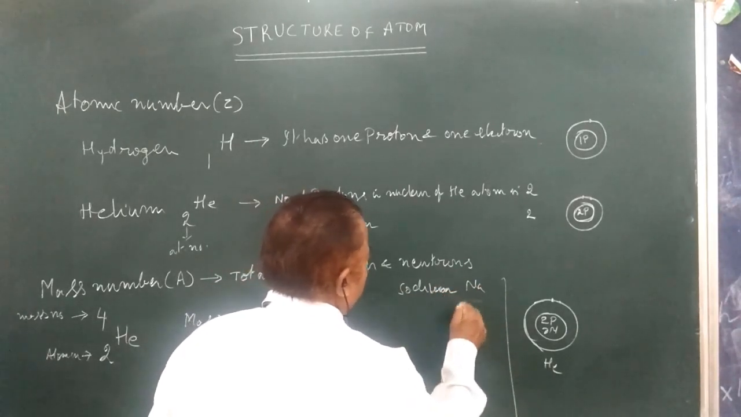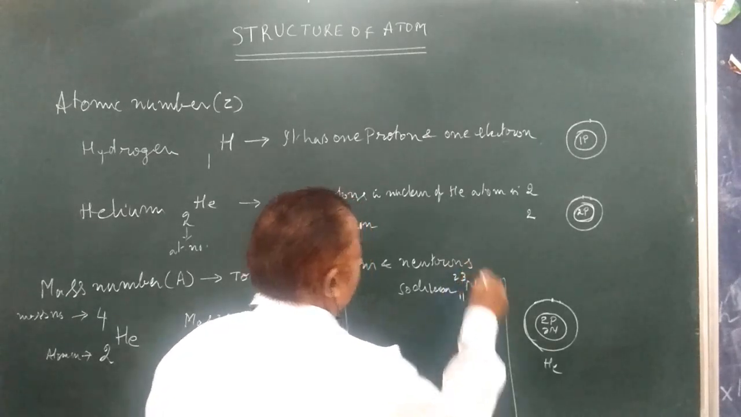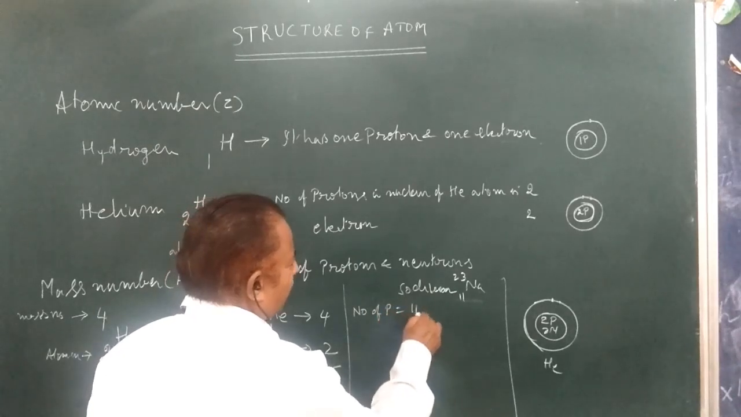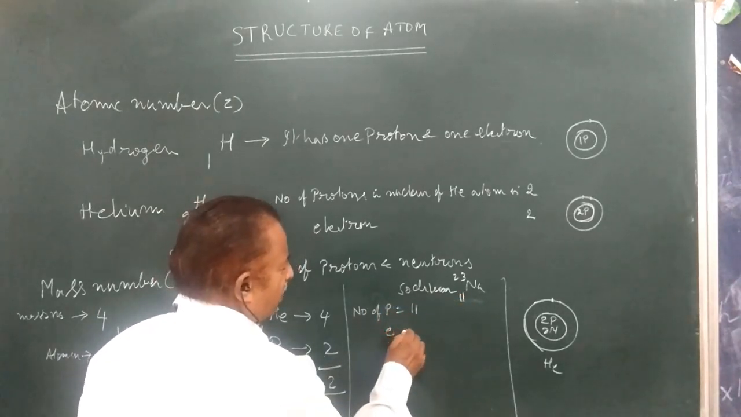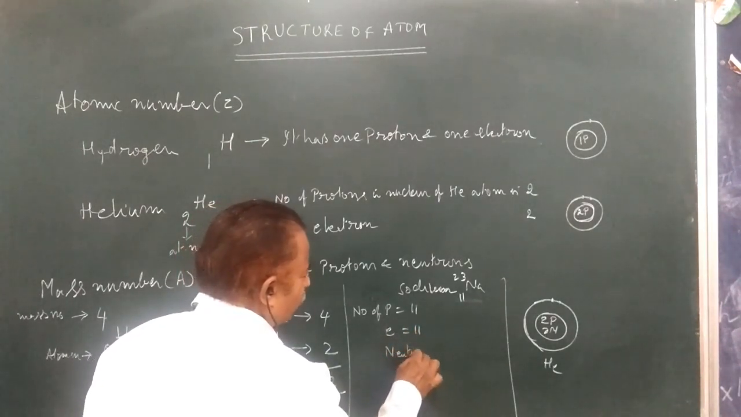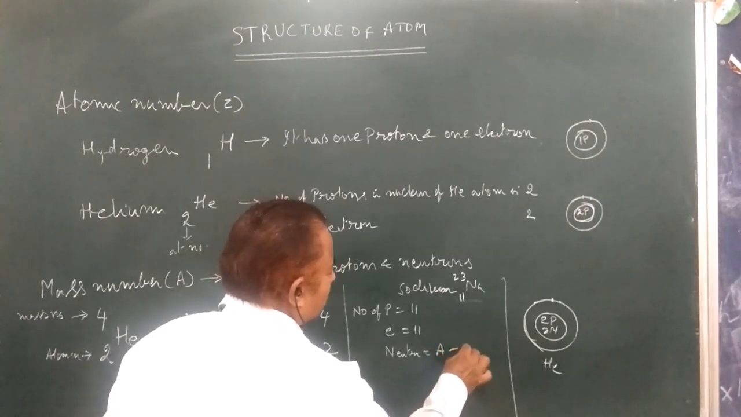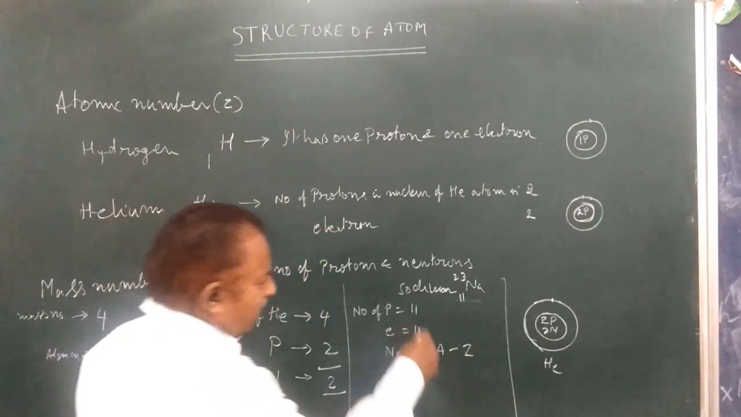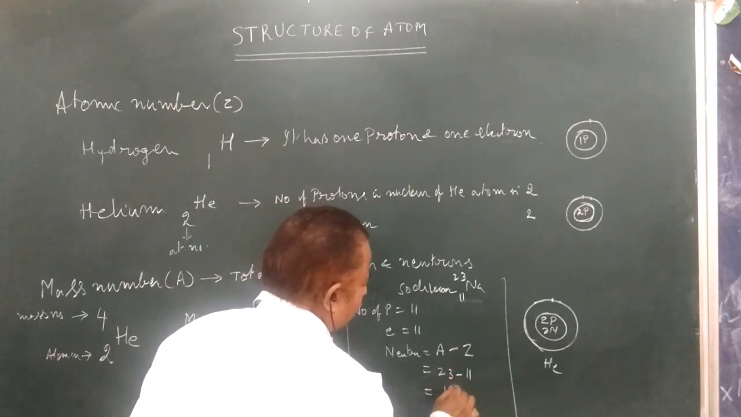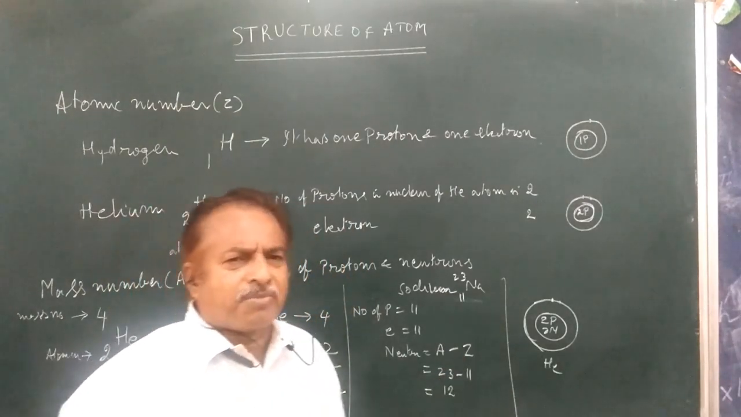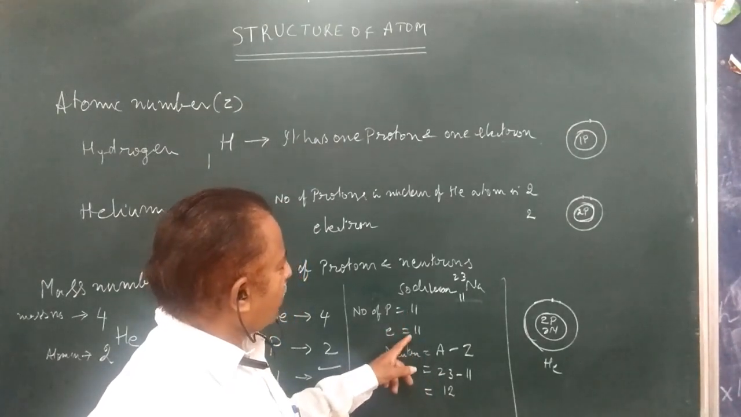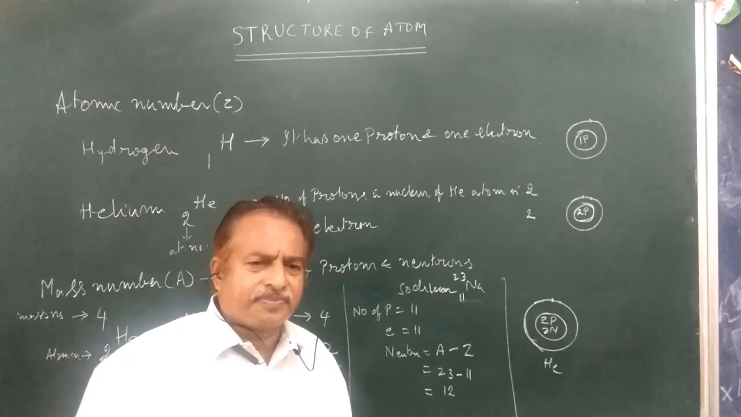So sodium, atomic number 11, mass number 23. What does it mean? Number of protons is 11, as atomic number is 11. Number of electrons is 11. Number of neutrons equals mass number A minus atomic number Z. Mass number is 23 here, atomic number 11, so 23 minus 11 is 12. So the nucleus of a sodium atom has 12 neutrons, 11 protons, and of course around the nucleus there are 11 electrons.